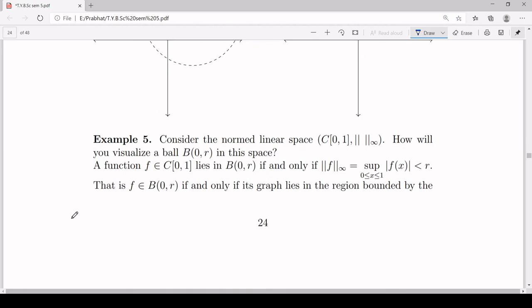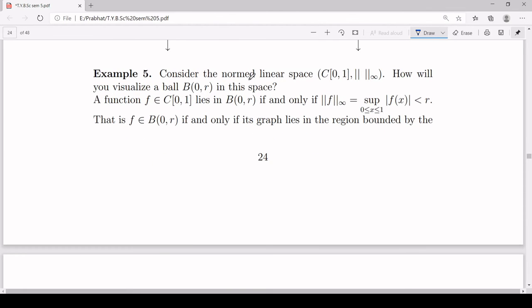Now next example. Consider the normed linear space C[0, 1] with respect to the infinity norm, and we know how this norm was defined. The norm of f infinity is the supremum of the modulus of f(x), where x lies between 0 and 1. And they are asking us, how will you visualize a ball B(0, r) in this space? So we will restrict ourselves to the definition, and we will follow the definition.